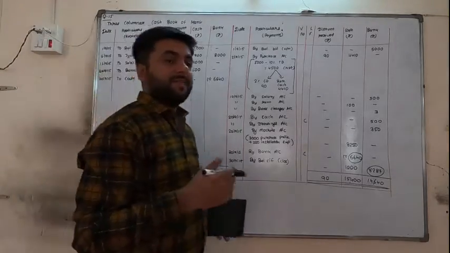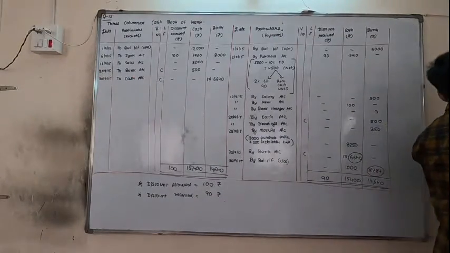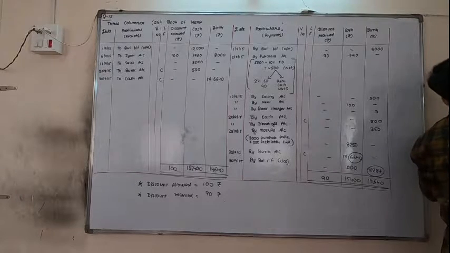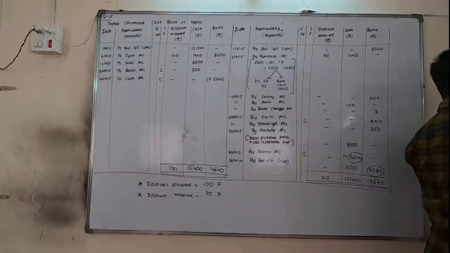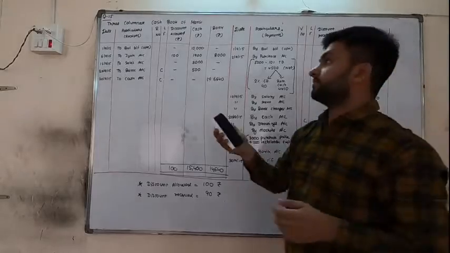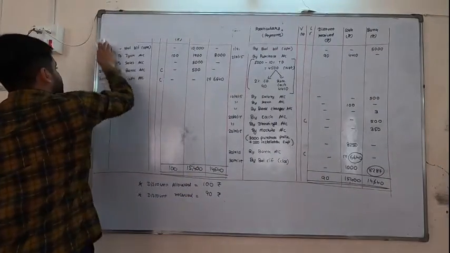Now the last sum is remaining, that is of two columnar cash book. Okay, so let's do that sum. 16 sum. After that our chapter is completed.